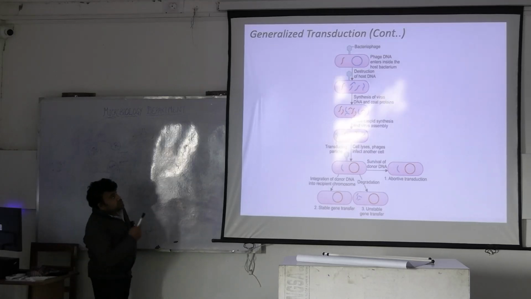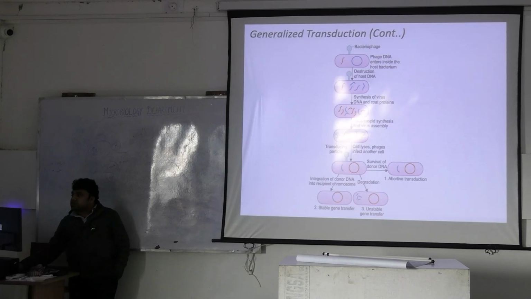Look over here, this is generalized transduction. The bacteriophage enters into the bacterium, then the bacterial DNA is destroyed, the viral DNA is replicated forming the virions, and then the cell lyses and it infects another cell. Now when it infects another cell, it can have three outcomes. First, it cannot penetrate, suppose it fails to penetrate into another bacterium. So we call it abortive transduction.